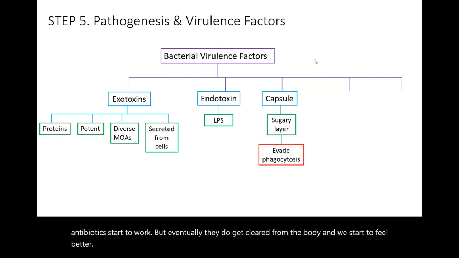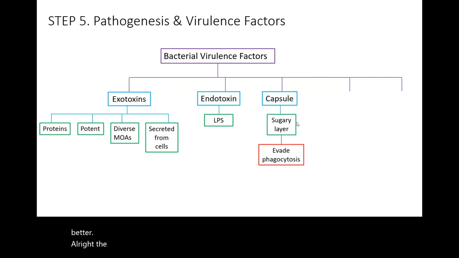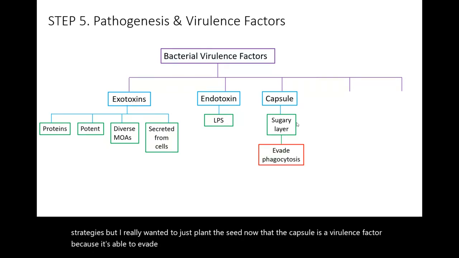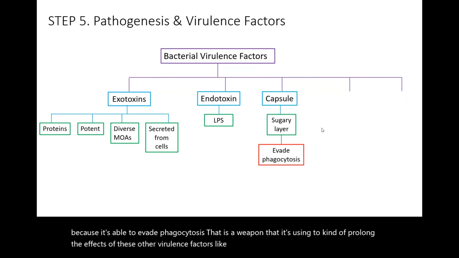All right, the virulence factor that I added is the capsule. Remember, that's the sugary glycocalyx, and it is used to evade phagocytosis. It is mentioned, I believe, in step 6, the evasion strategies, but I really wanted to just plant the seed now that the capsule is a virulence factor. Because it's able to evade phagocytosis, that is a weapon that it's using to prolong the effects of these other virulence factors like an exotoxin or an endotoxin.